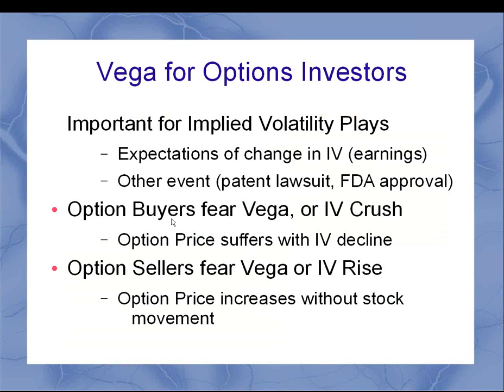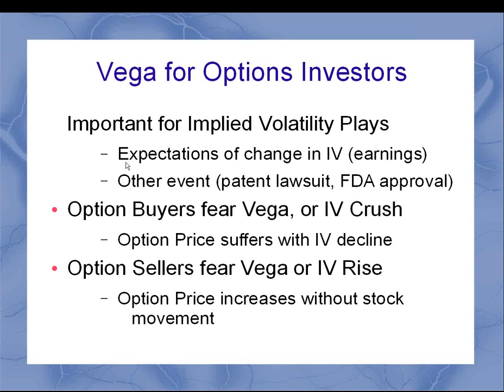Now, the important thing for Vega is that it's for implied volatility plays. Those of you doing long straddles, long strangles, even buying calls or buying puts, you're expecting a change in IV for earnings, or another event coming up. As we mentioned before, aside from earnings, pending patent lawsuit judgment, FDA approval, you may be looking for an increase in implied volatility or a sudden movement of the stock because implied volatility is high.